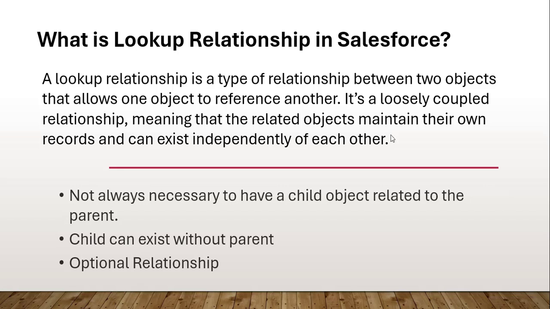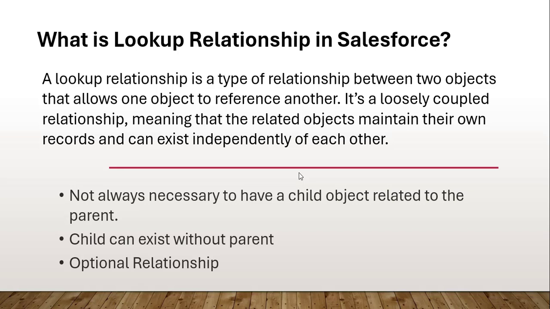In lookup relationship, it's not always necessary to have a child object related to the parent. Then the child can exist without the parent. That means in the master data relationship, when we delete the parent record, all the associated child records get automatically deleted. But in the lookup relationship, if we delete the parent record, then the associated child records of that parent object do not get deleted automatically.